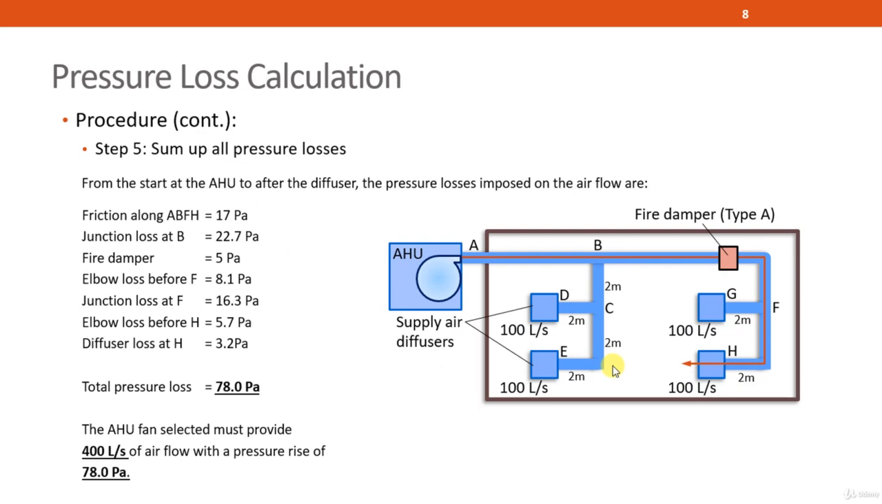So now we have all the 7 pressure losses. Right from the start, we have the 17 Pascal of pressure loss due to friction. And next we have the 4 duct fittings, which consist of the 2 junctions and 2 elbows. And finally, we also have the 2 duct components, which is the fire damper and the supply air diffuser. So all these 7 values, if you add them up together, you will get the total external pressure losses of 78 Pascal. So with that, you will have to cross-check with the manufacturer AHU selection catalog and see whether it is able to meet this particular external static pressure loss.